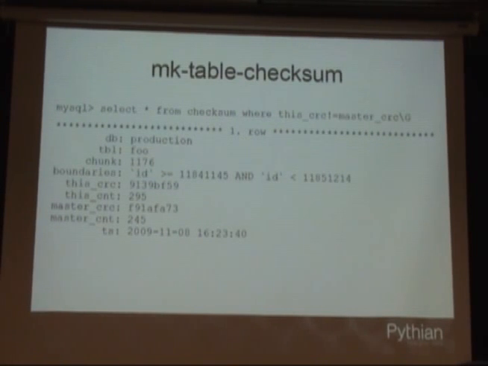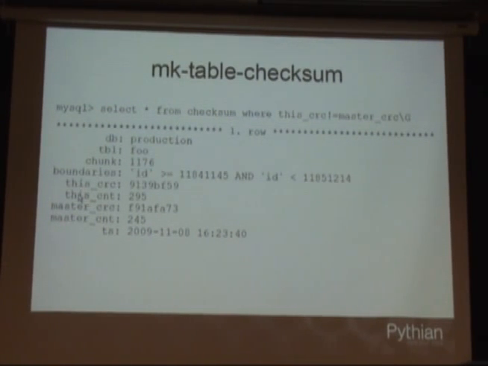So it's actually a pretty neat tool, and you can see, because it has this CRC and master CRC, what it does on the master is it gets the checksum, and then it says, okay, the checksum is F91 AFA 73, put that into master CRC. Then the count is 245, so insert into mk-table-checksum, master CNT equals 245. What it does with this CNT is it says, okay, now do a count of this table and insert that into this CNT. So on the master, these always match up. Master CRC and master CNT always match this CRC and this CNT.